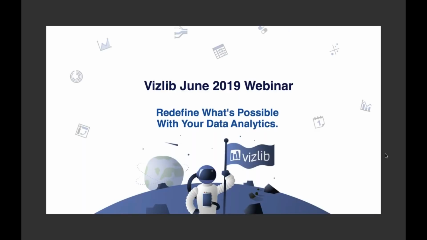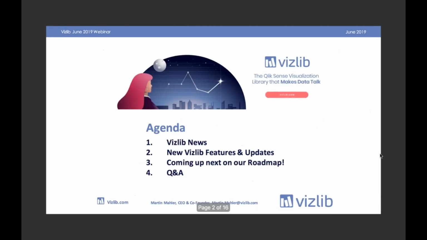So today, I am delighted to talk to you about the Vizlib June 2019 webinar. As I highlighted earlier in my introduction, we try to do this webinar on a regular basis, at least every 2 months, hopefully more frequently. The goal of this webinar is to give you a couple of company news.